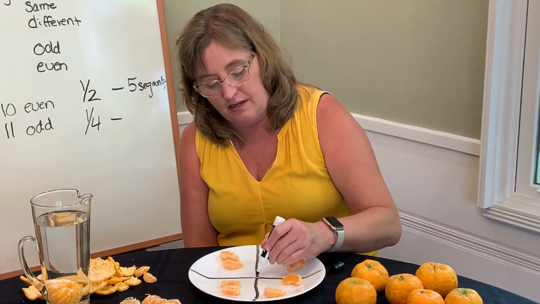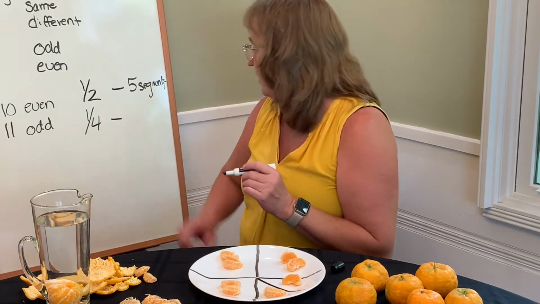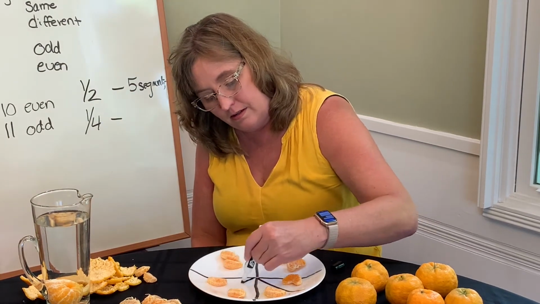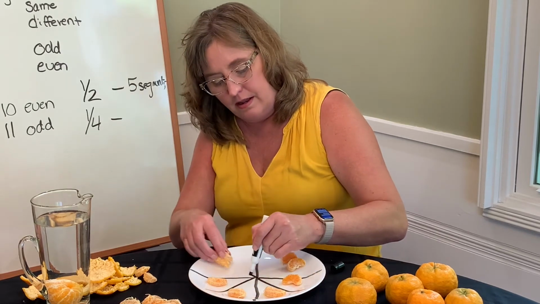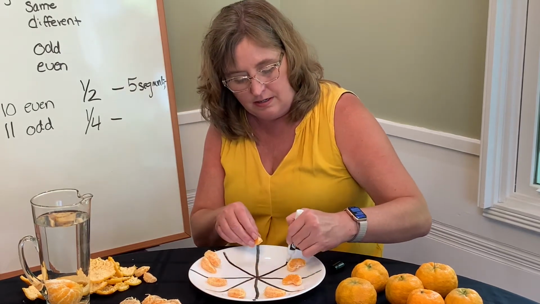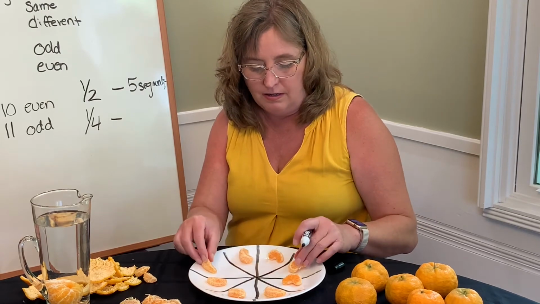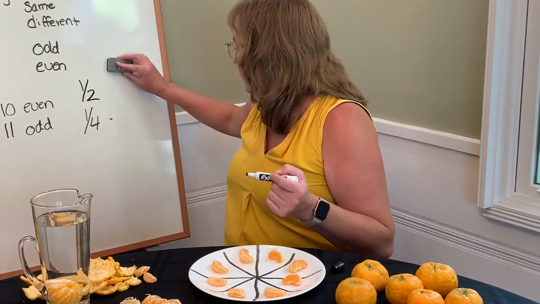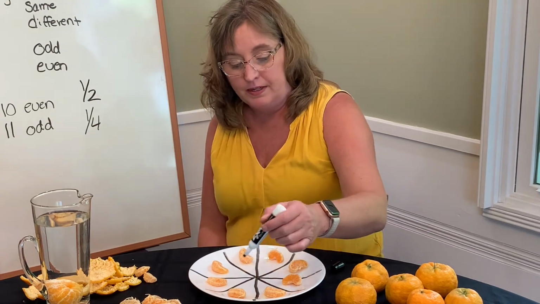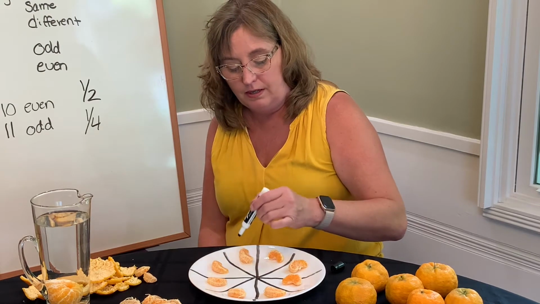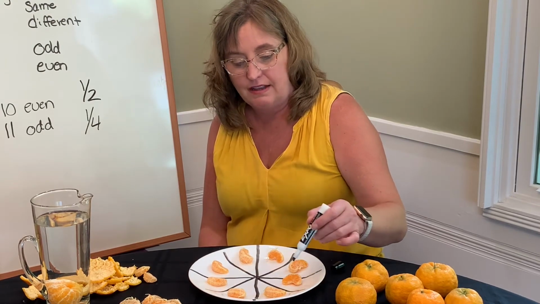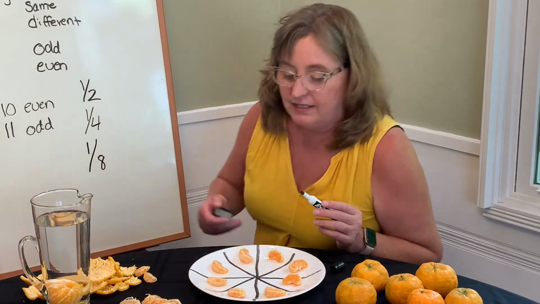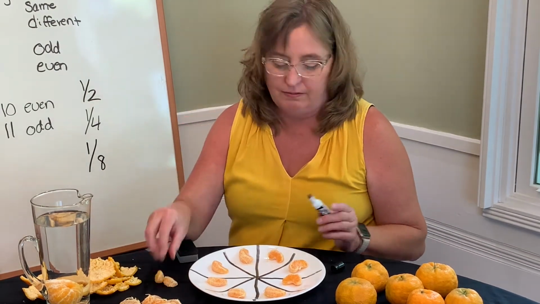Do you think, we've done half, we've done a quarter, let's do another fraction. So that we have 1 in each segment. What fraction do you think this is going to be when we get down to just 1 in each one? We have 1, 2, 3, 4, 5, 6, 7, 8. So to get to 1 tangerine segment in each, we brought it down to an eighth, but we also cheated a little bit and we ate 2.